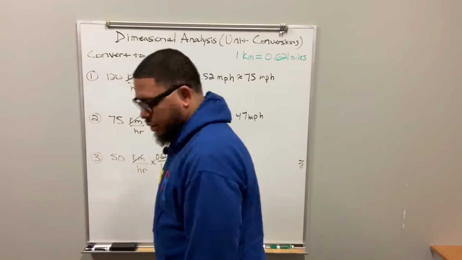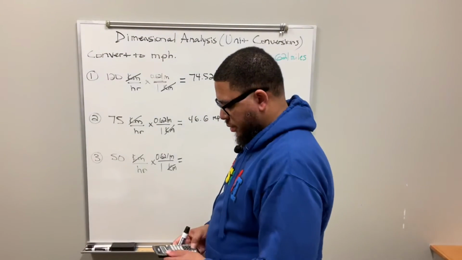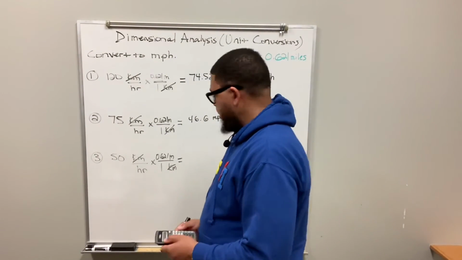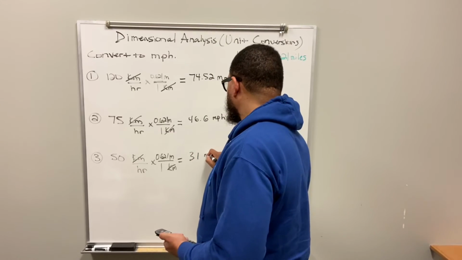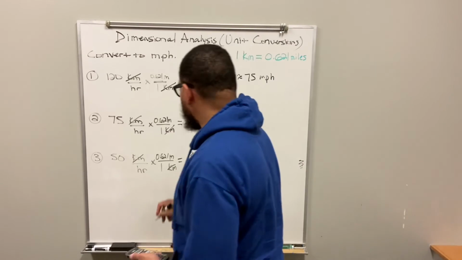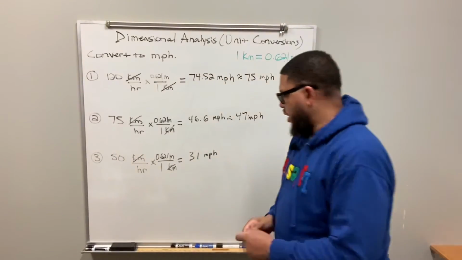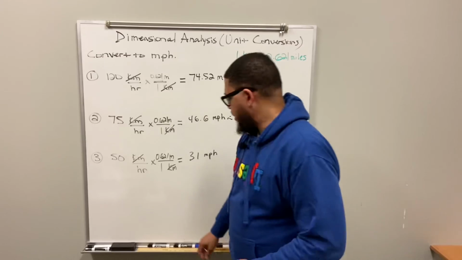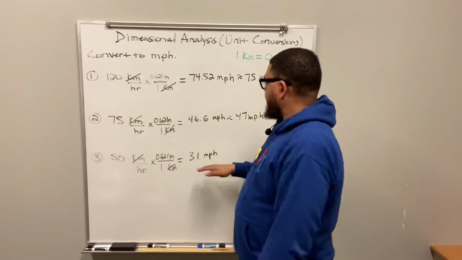50 times 0.621. We do the math. 31.05, roughly 31. 31 miles per hour. And that's it. All right. So that's it. 31 miles per hour.